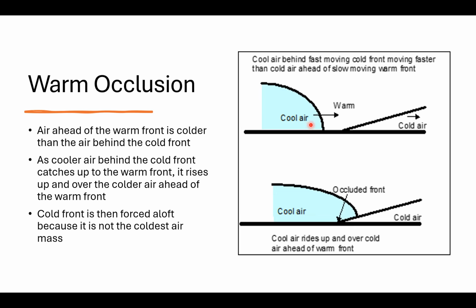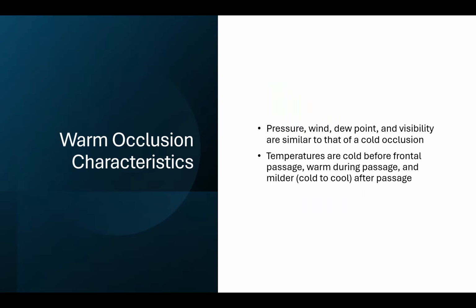If it's just cool air behind the occluded front and the coldest air is ahead of it, this cool air is going to be less dense and rise up and over the coldest air at the surface. The point of occlusion is going to occur right where all the air masses meet. Warm occlusion characteristics, the pressure, the wind, the dew point, and the visibility are similar to that of a cold occlusion.